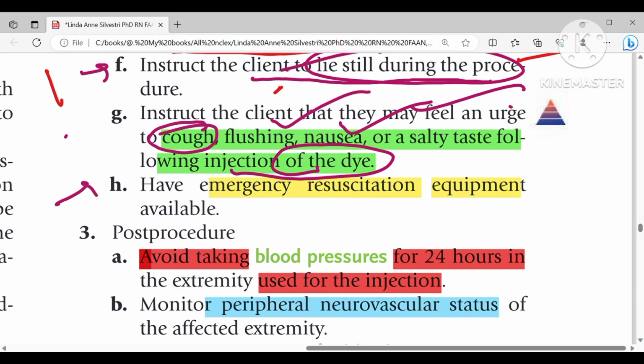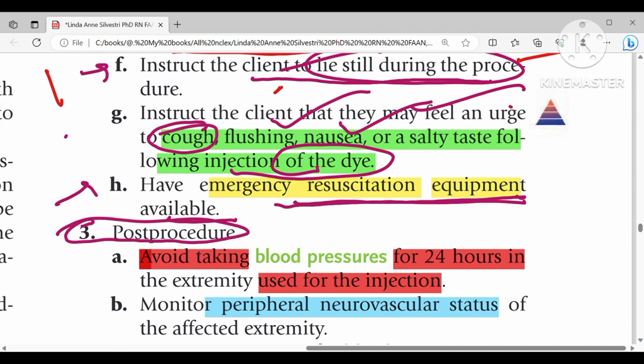Next one is have emergency resuscitation equipment available. Whenever the patient is going for this radiopaque fluoroscopic angiography, we should always keep emergency resuscitation equipment ready. For any other procedure also, whenever needed, the emergency trolley or crash cart should be available near the patient. Then post procedure, what we need to do?